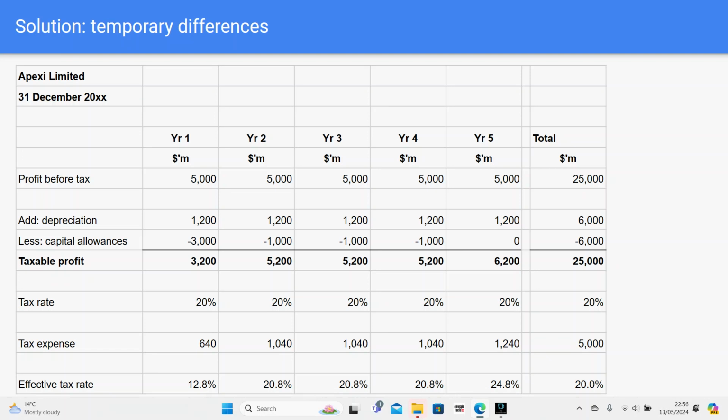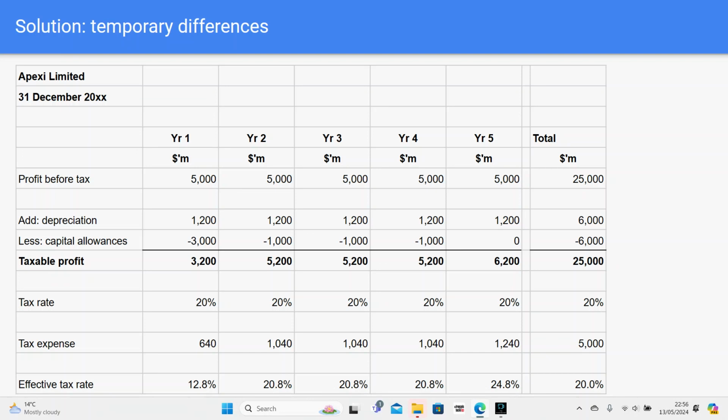Same profit year on year. If you look at it all together, over the 5-year period, the amount of your depreciation is exactly equal to your capital allowances. If you like, check the total column, exactly the same. So what it means is that from the day we bought the assets, yes, the law says we will not get a deduction for depreciation, but it lets us get a deduction for capital allowances.